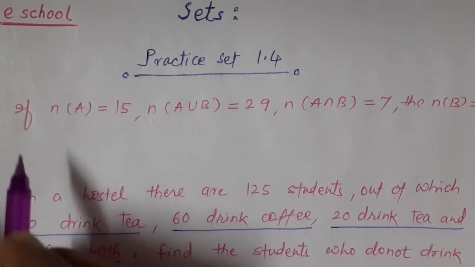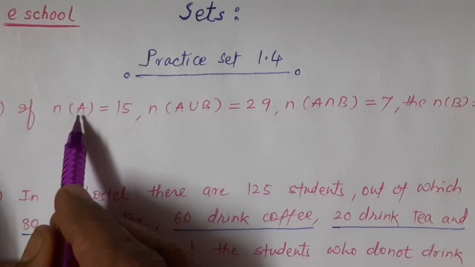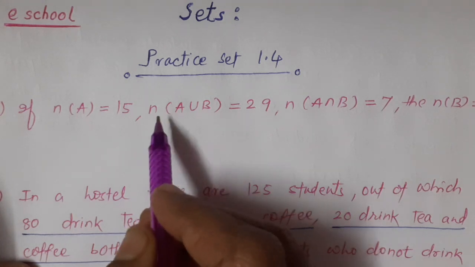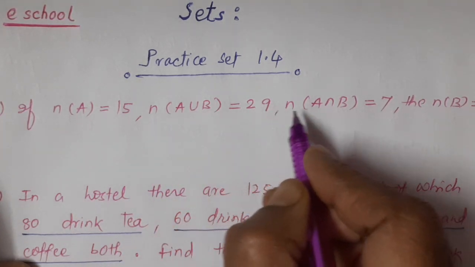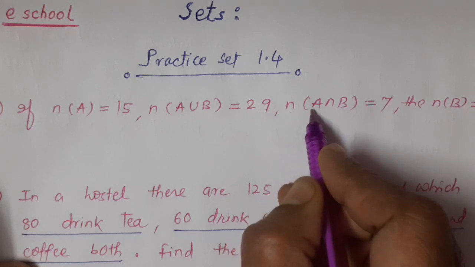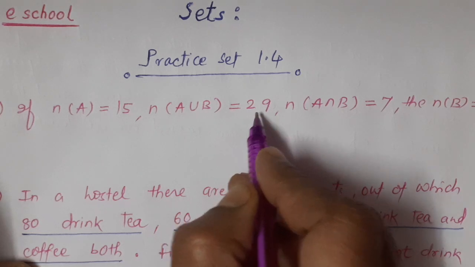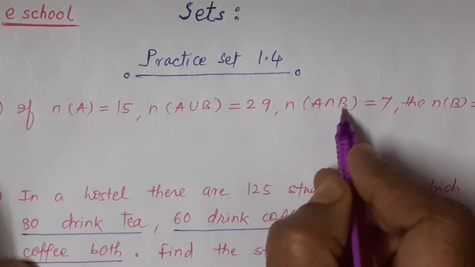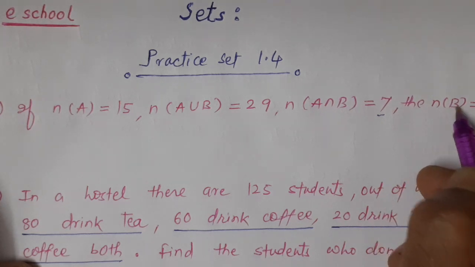This is the first example. If the number of elements in set A is equal to 15, the number of A union B is given as 29, and the number of A intersection B is given as 7, you have to find the number of elements in set B.